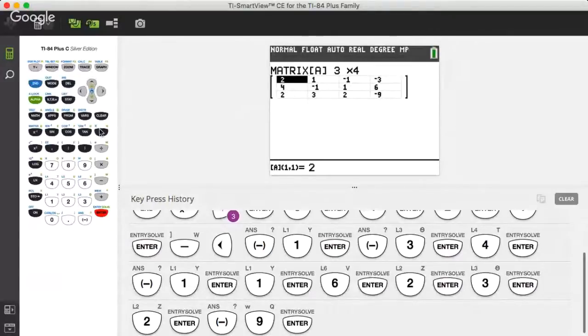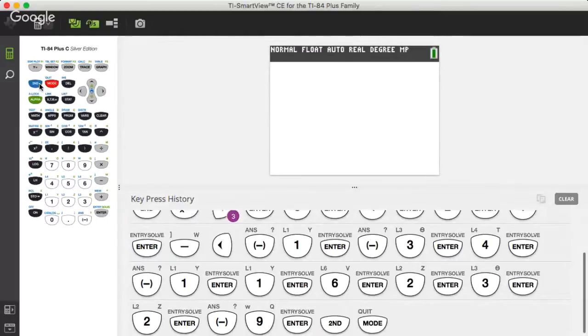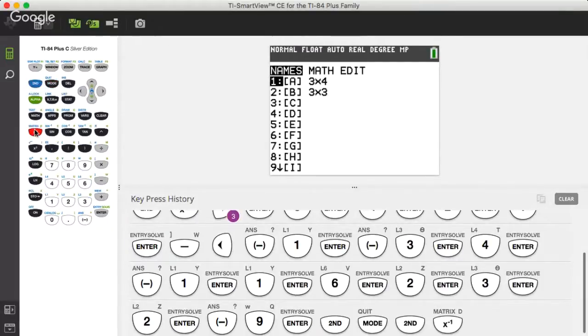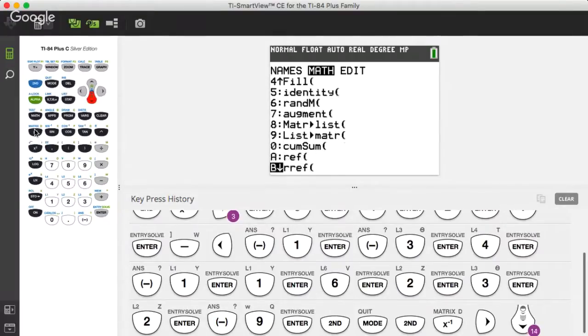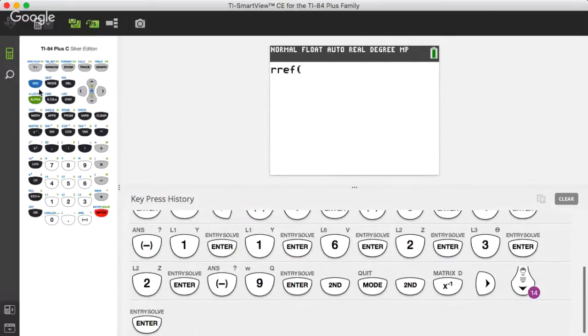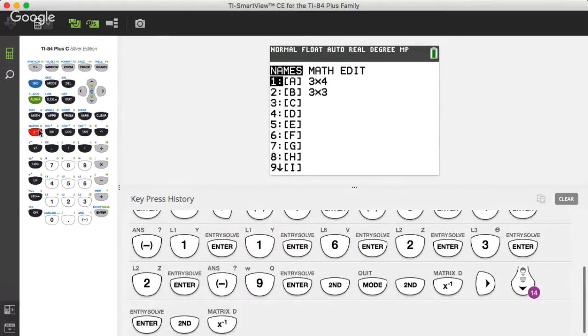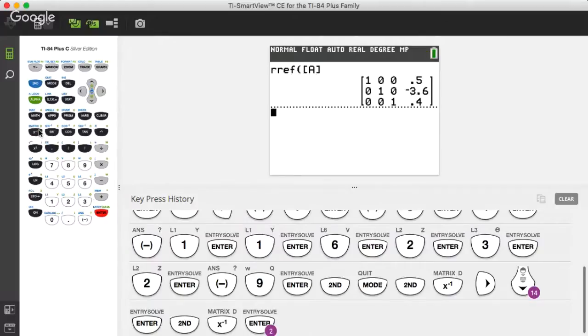So once I solve for this, I'm going to go to second, quit, and then go back to second x to the negative first. And we're going to go to the math button. Everything we do with matrices is on second matrix. We're going to go downward to our rref, which is the simplified version of this. So it's trying to simplify my matrix. So go down to second x to the negative first again, press A, and there we go.